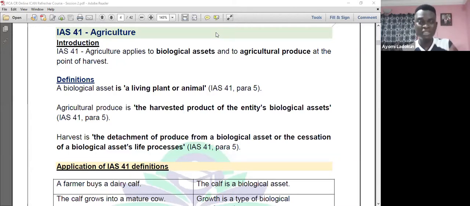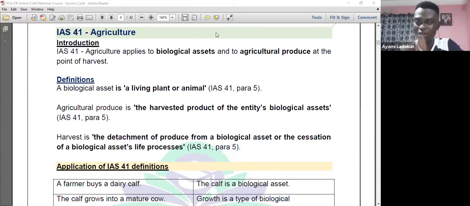So what it means is both initial measurement and subsequent measurement are the same. Measure it at fair value, less cost to sell. And obviously, gain and loss can also arise. So when gain or loss arises on remeasurement, where do you take it to? Profit or loss account.